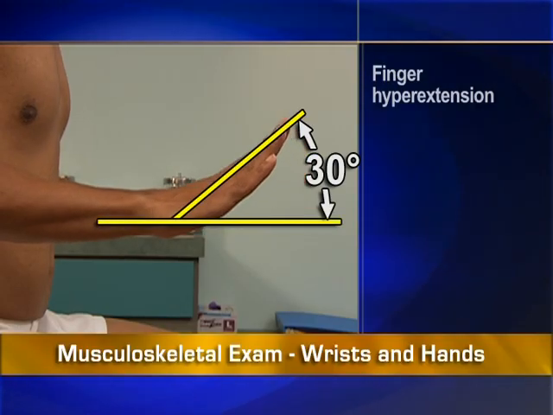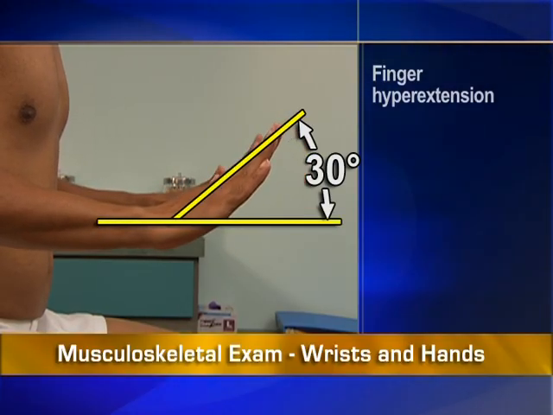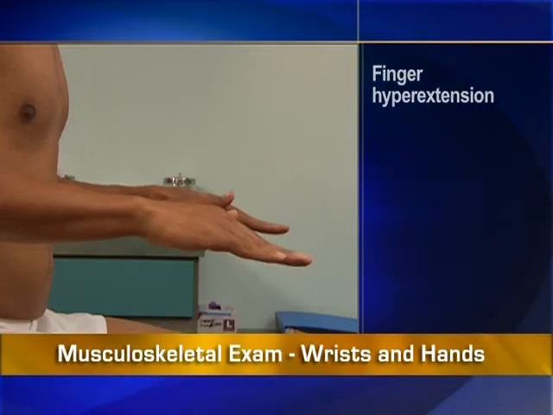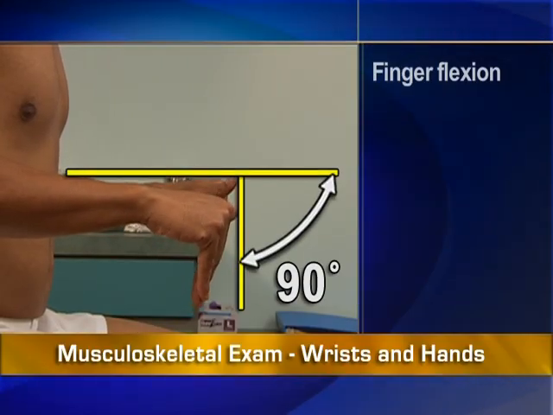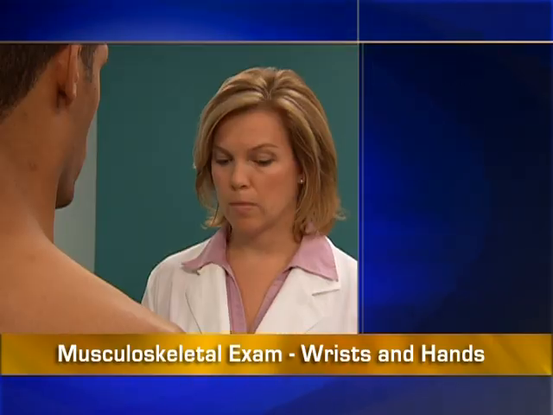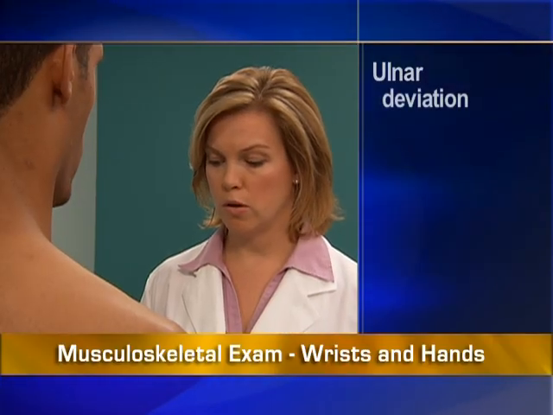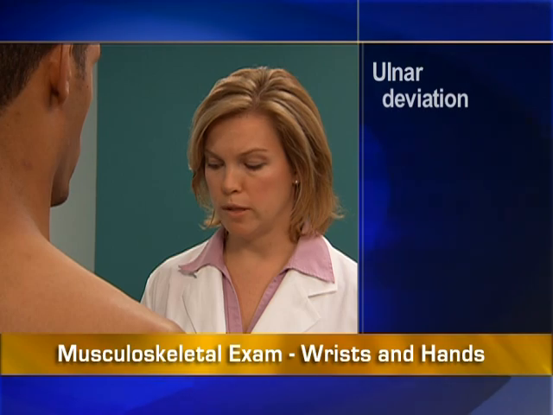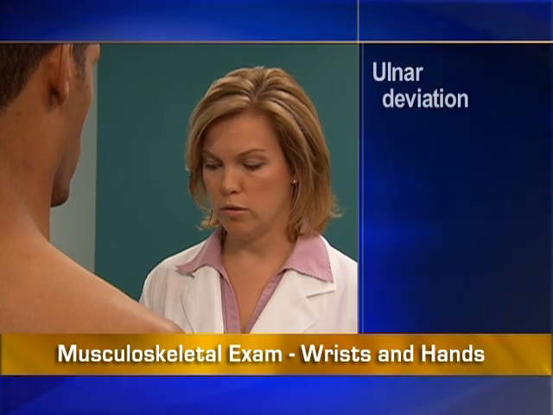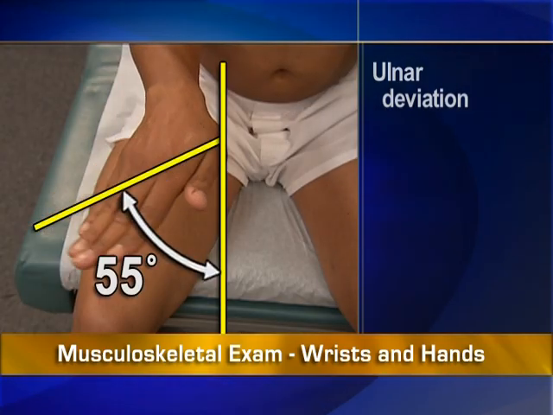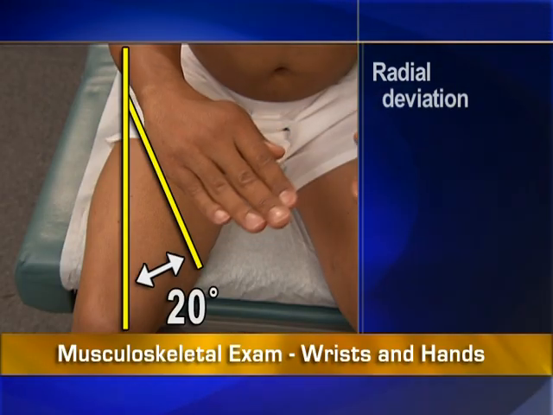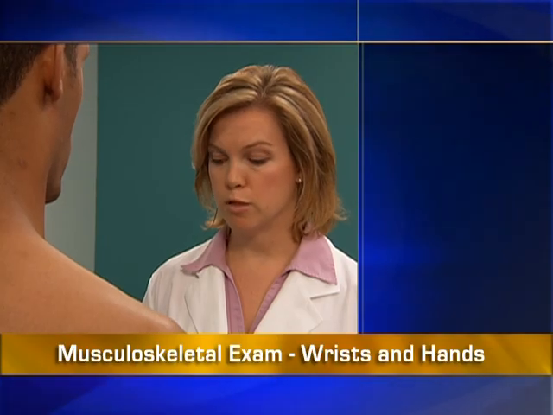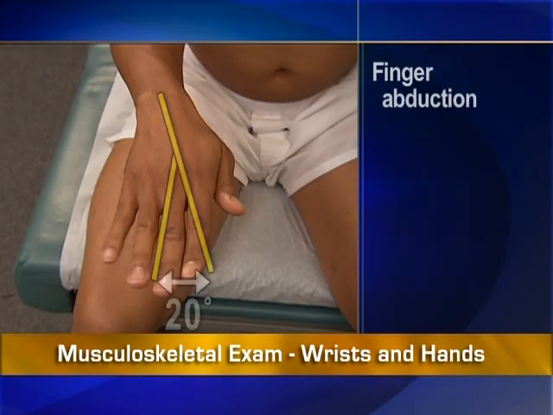Good. Finger hyperextension of 30 degrees at the metacarpophalangeal joints. Finger flexion of 90 degrees. Now keeping your arms at your side, I want you to try and turn your wrists outward. Ulnar deviation of 55 degrees. To the middle. Radial deviation of 20 degrees. And spread your fingers. Finger abduction of 20 degrees.